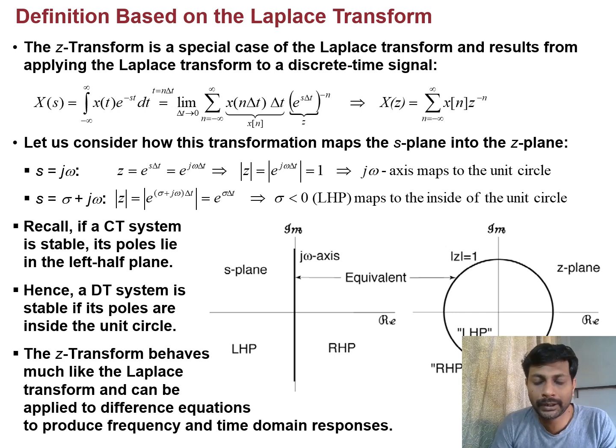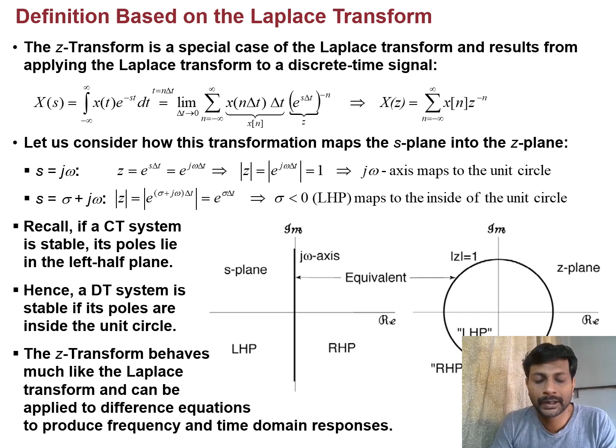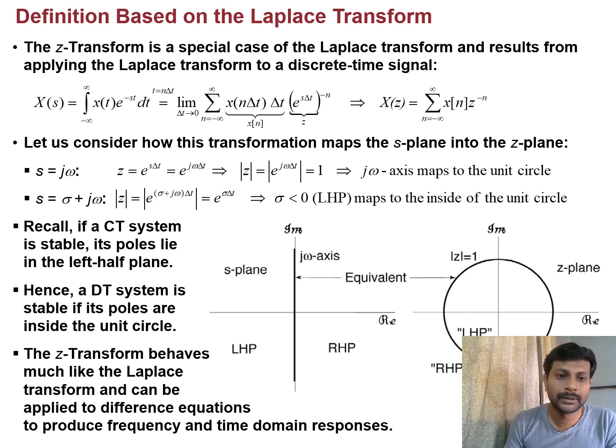We are already aware that Laplace transform is transformation of time domain to S domain, that is frequency domain. So Z transform is a special case of Laplace transform and results from applying the Laplace transform to a discrete time signal. As we already know, a time domain function x(t) can be represented in Laplace transform as X(s), given by the integration of x(t) e to the power minus st, for a limit of minus infinity to infinity.